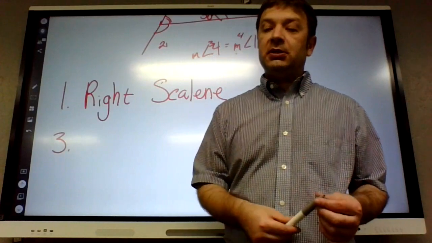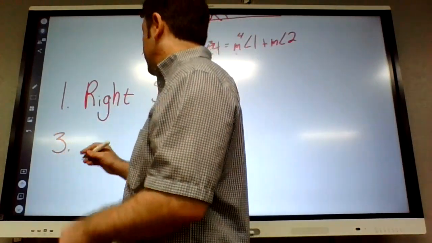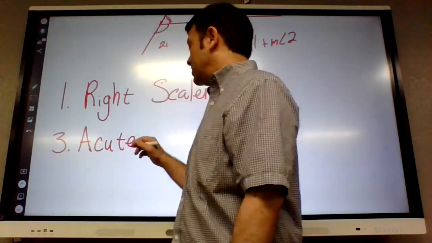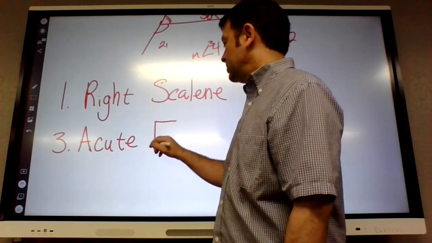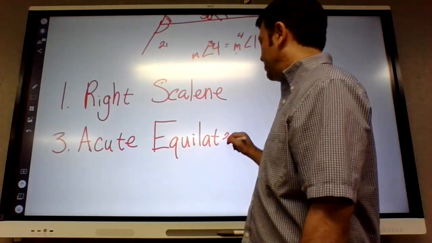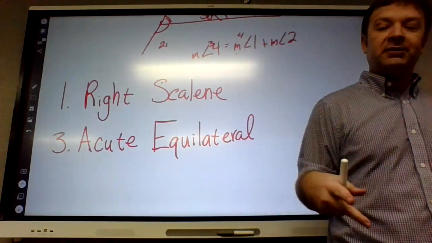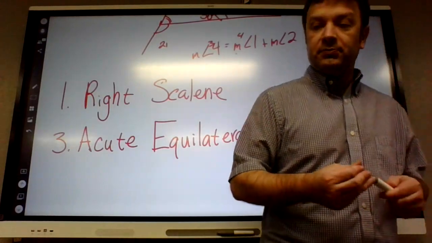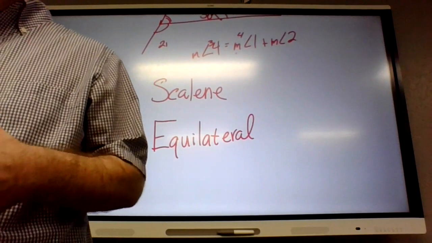Number 3, based on its angles, what kind of triangle? Acute angles, acute triangle. Based on its sides, equal, equilateral. Technically, by the book's definition of isosceles, it is isosceles because it does have 2 equal sides. But a better name is equilateral because it has 3 equal sides. I think the book might try to trick you with that later on.